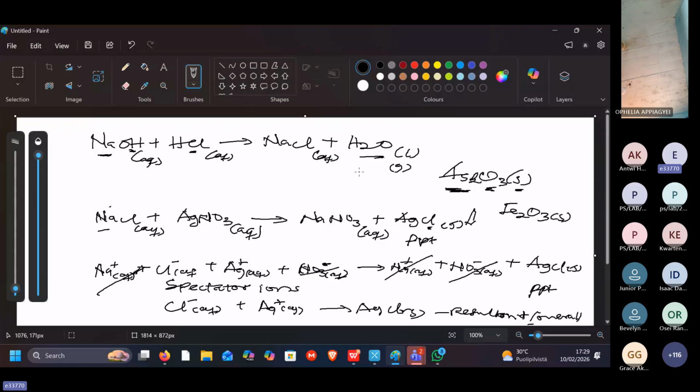Once we get that, going forward, whatever equation we write, we should be able to tell whether it's going to be in the aqueous form or the solid form. So if I have a compound, for example, iron sulfate, what do you think will be the state? Aqueous.